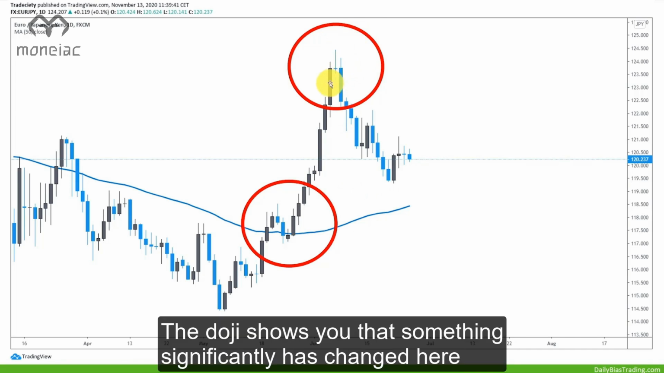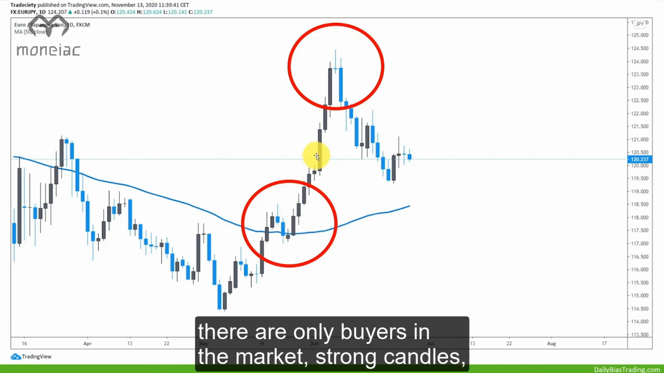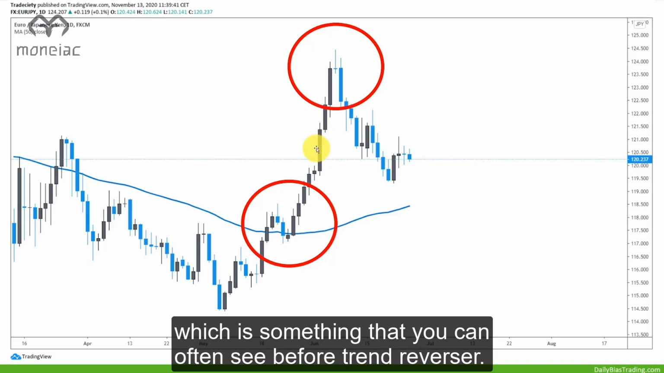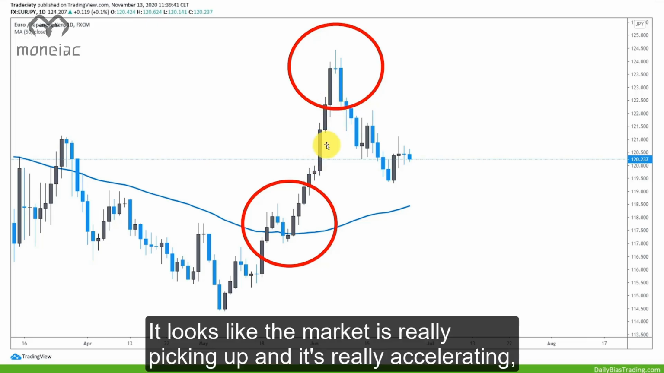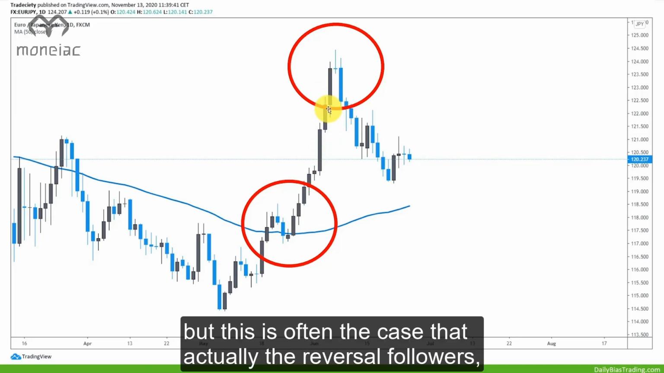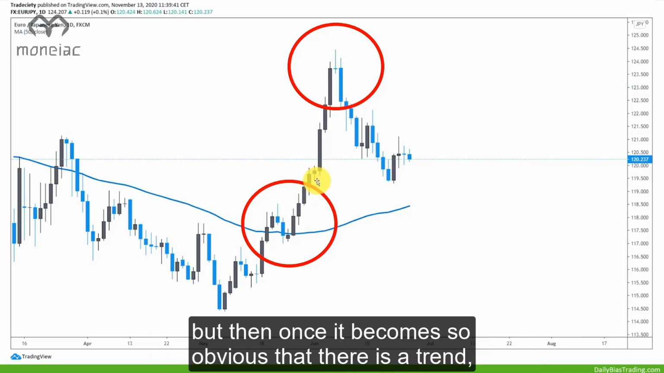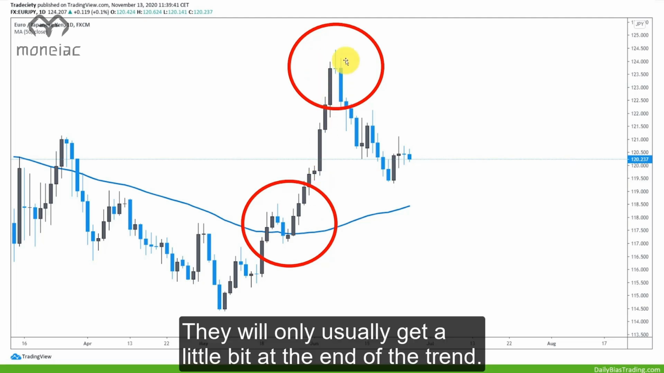The doji shows you that something significantly has changed here in how the buyers and the sellers interact. Here, there are only buyers in the market, strong candles. Especially here at the late trend, the market really accelerates, which is something that you can often see before a trend reversal. It looks like the market is really picking up and accelerating, but this is often the case that actually the reversal follows. Usually in the beginning, the trends start very slow, not many people jump on it, but then once it becomes so obvious that there is a trend, all those retail traders, the amateurs, will jump on it. They will only usually get a little bit at the end of the trend.